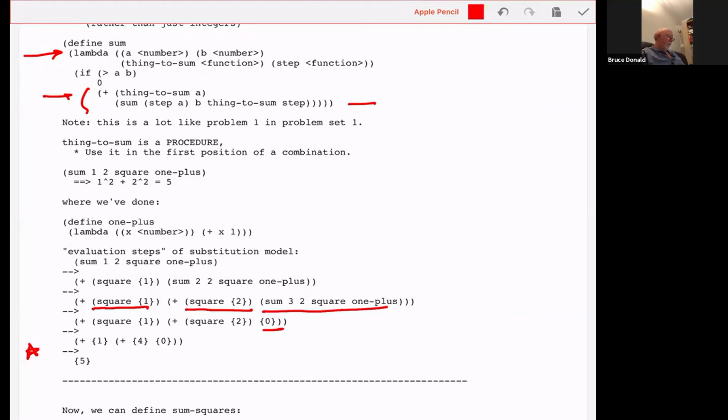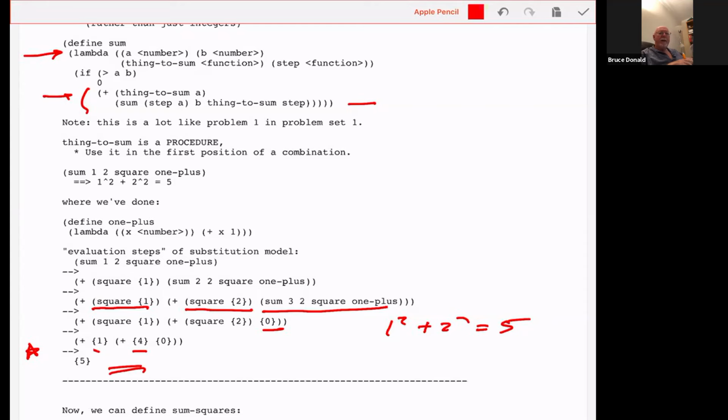And of course, this is going to work out to 1 squared plus 2 squared equals 5. Why? Because 1 squared is 1, 2 squared is 4, plus 4, and 0 is 4. And I get 5 as desired. All right, so a simple example, and you can validate all of this by the substitution model.